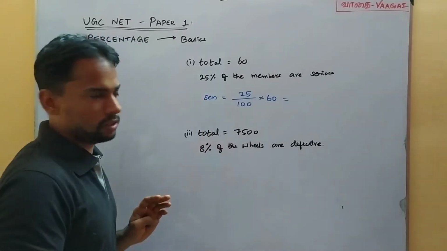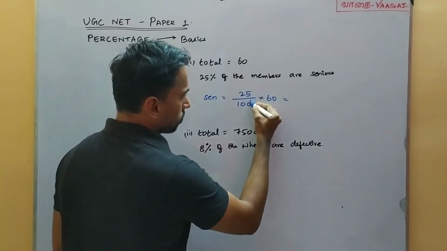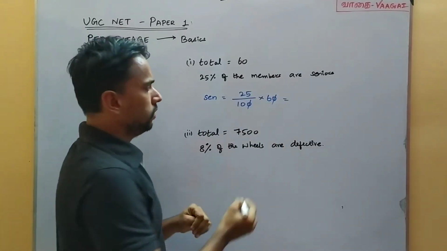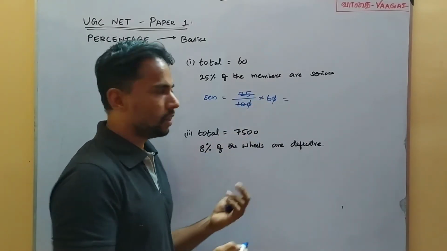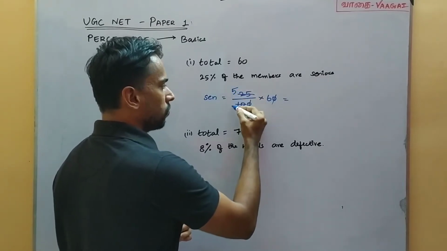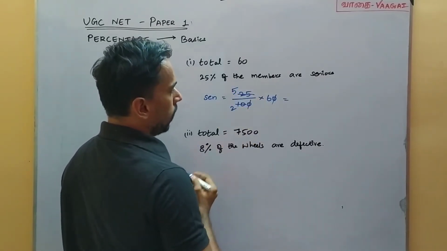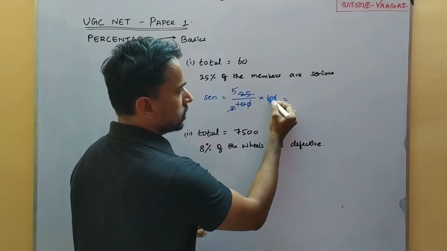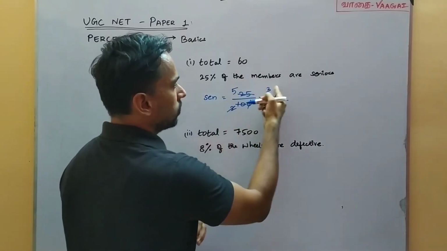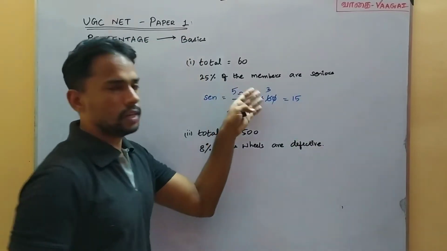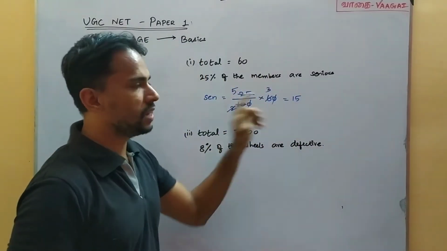Let's try to simplify this. The 0 and 0 we can just cancel. And 25 is here, 10 is here. Both are divisible by 5, right? So 5 fives are 25 and 5 twos are 10. And here we have 2 and 6. 2 threes are 6. So that means 5 threes are 15. So in this team we have 15 seniors.